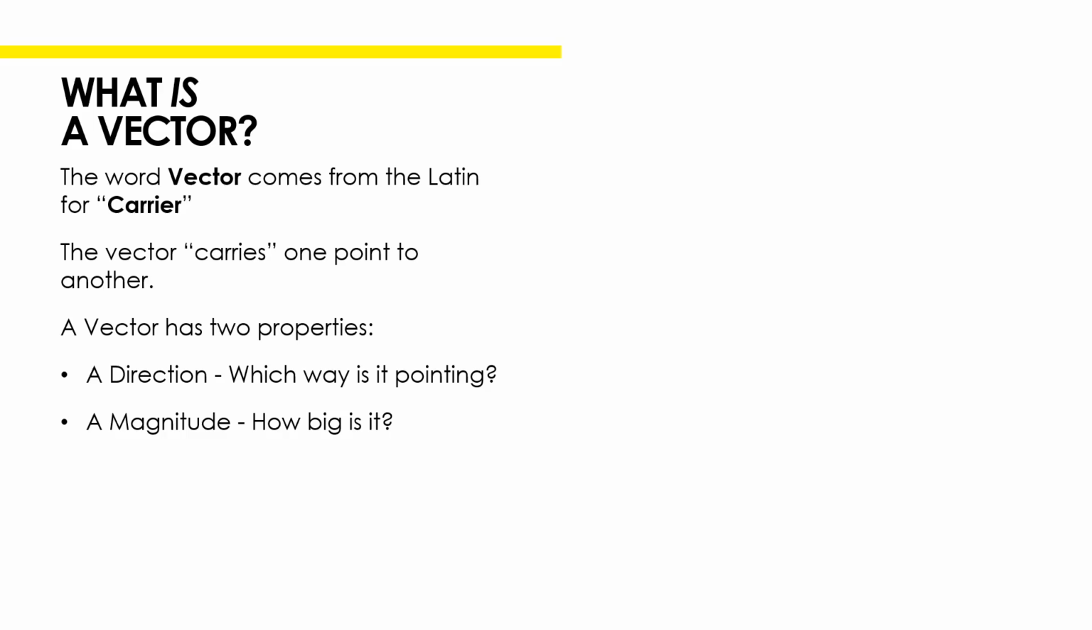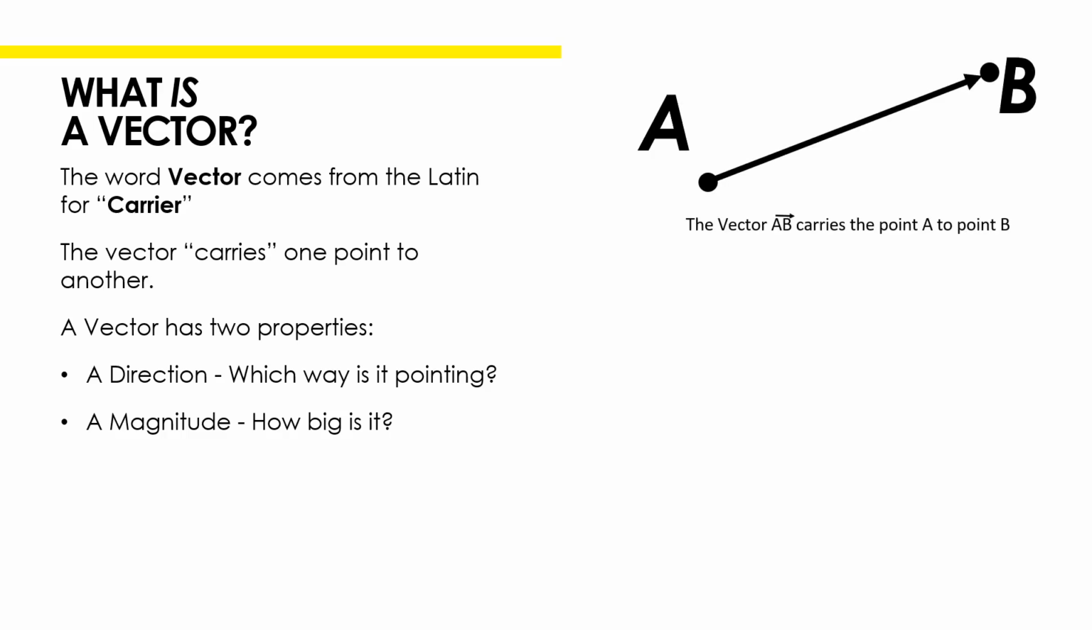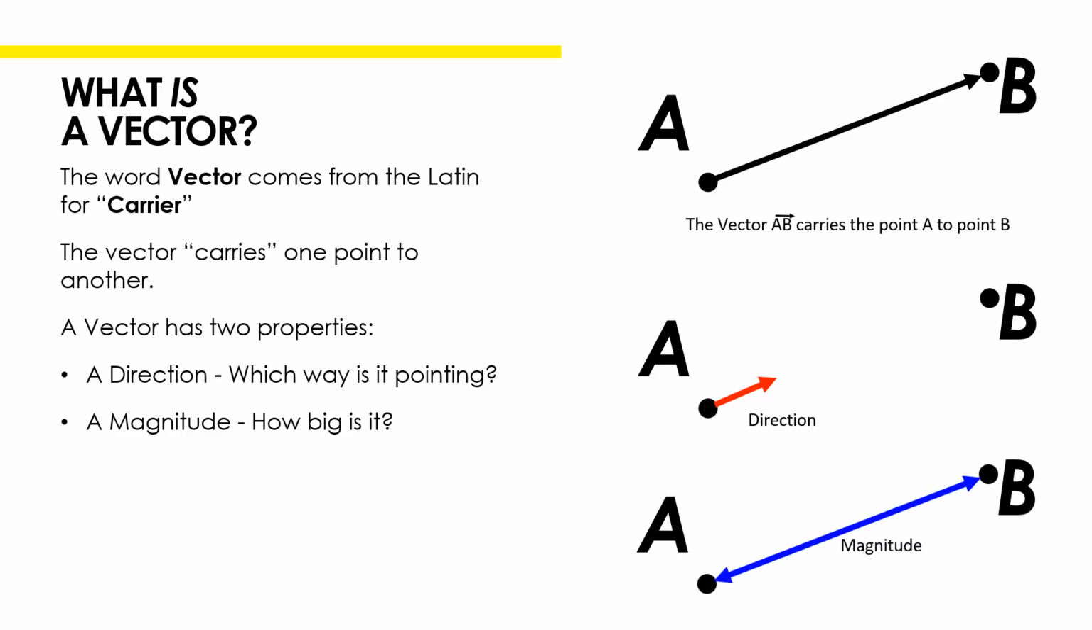Within that is a clue to what makes up a vector. Generally, they have two properties: a direction, which way the vector is pointing, and a magnitude, how long that vector is. So from A to B here, normally when we write out a vector, it's the start point, end point with a little line above it. So this vector AB carries the point from A to B. The direction of this vector is a short line pointing from A to B, and the magnitude is the length of the line that we need to take us from A to B.